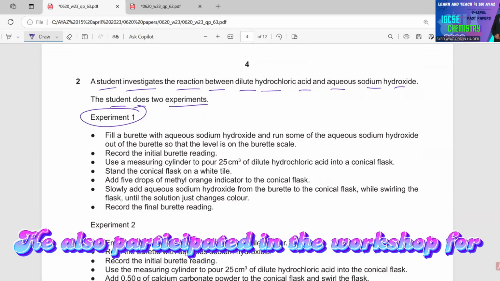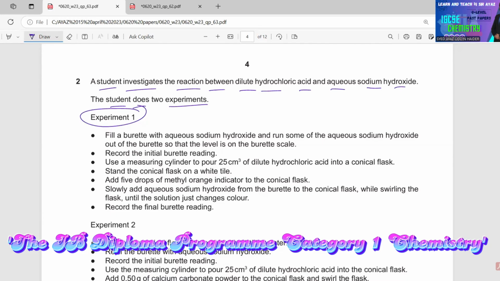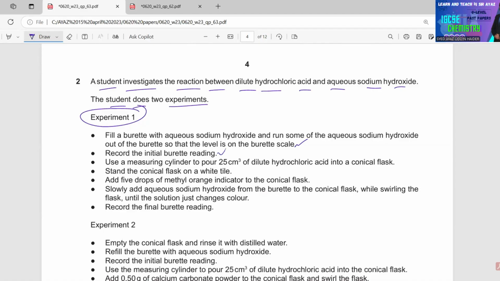Fill a burette with aqueous sodium hydroxide and run some of the aqueous sodium hydroxide out of the burette so that the level is on the burette scale. Record the initial burette reading. Use a measuring cylinder to pour 25 centimeter cube of dilute hydrochloric acid into a conical flask. Stand the conical flask on a white tile. Add 5 drops of methyl orange indicator to the conical flask. Slowly add aqueous sodium hydroxide from the burette to the conical flask while swirling the flask until the solution just changes color. Swirling means shake.